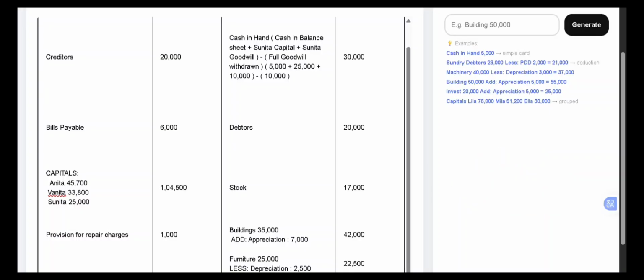So we have completed the sum under goodwill which is fully withdrawn by the partners. So let's see another important sum in the next video with a different goodwill adjustment.